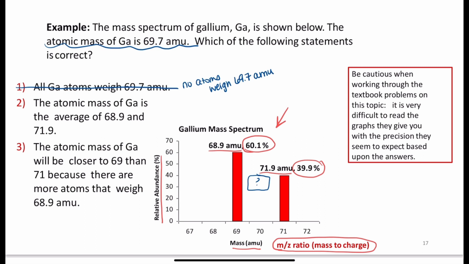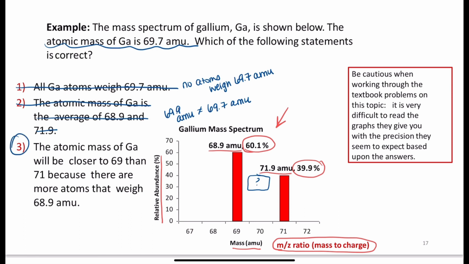The atomic mass of gallium is the average of 68.9 and 71.9. Also not correct. If I was to average 68.9 and 71.9, I would find my molar mass to be 69.9 AMU, and it is not. It is actually 69.7 AMU. So by default, I can tell it's number 3.